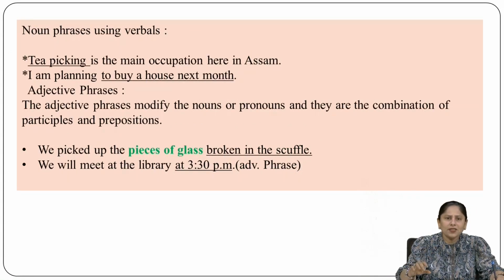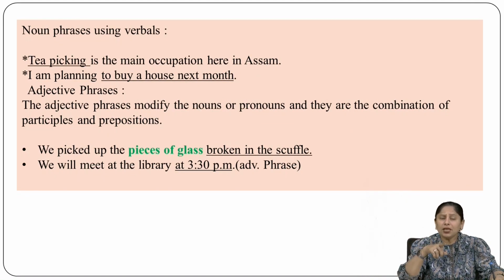Look, noun phrases using verbals. The noun phrases are taken over here in front of you, and they are showing you the place, or the space, of verbals. Tea picking is the main occupation here in Assam. I am planning to buy a house next month.